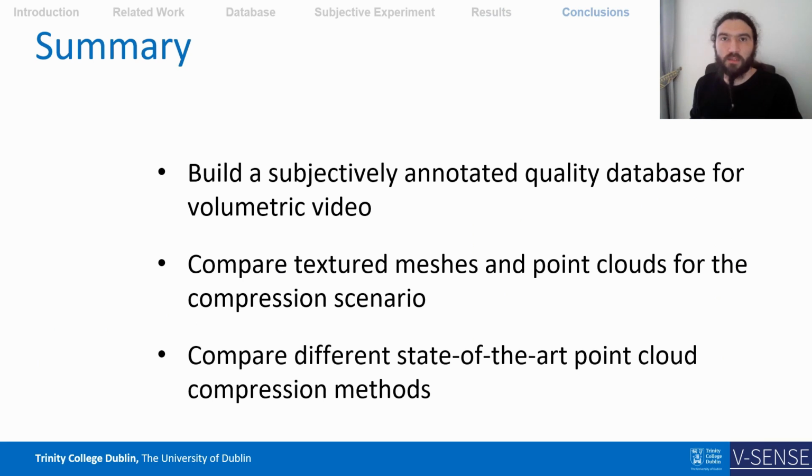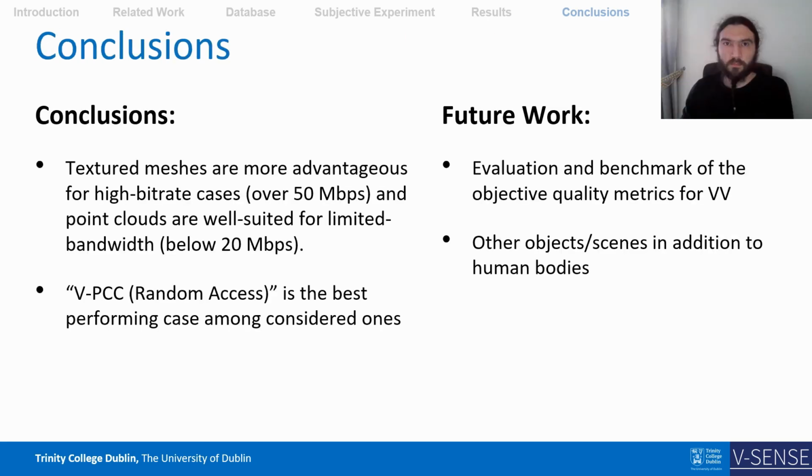To summarize, we built a subjectively annotated quality database for volumetric video. We compare 2 different representations for volumetric video considering the compression scenario, textured meshes and point clouds. We compare the different state-of-the-art point cloud compression methods. We find out that textured meshes provide the best visualization and are more advantageous for high bitrate bandwidth applications over 50 megabits per second, whereas the point clouds are well suited for the applications with limited bandwidth below 20 megabits per second. And VPCC random access was found to be more effective than all the other compression schemes.